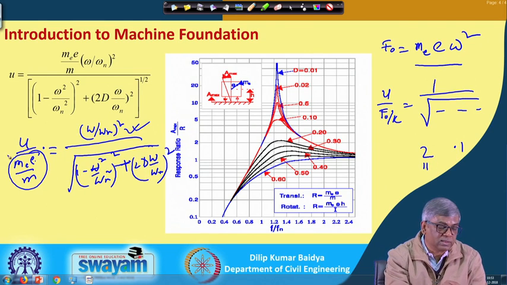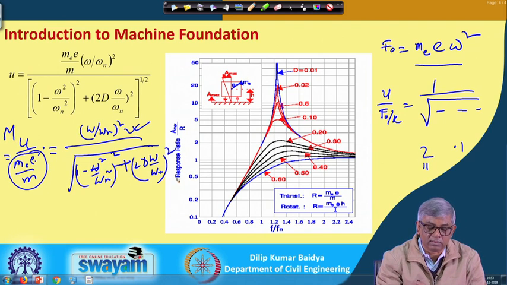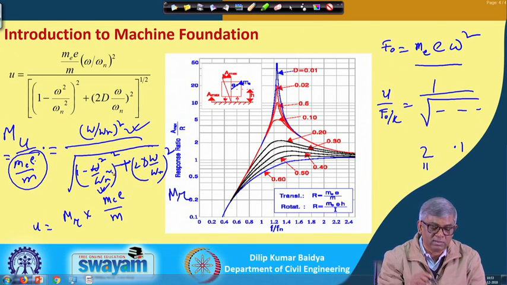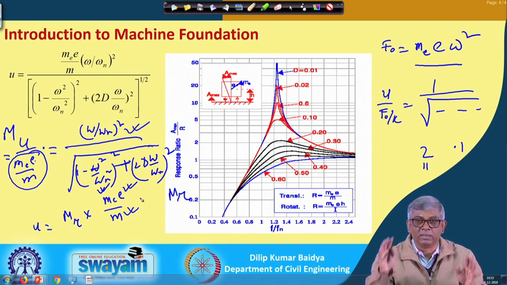I will get, this is called m or MR, the rotating mass system. So, I will get MR. If I get this value, then your amplitude will be equal to MR multiplied by ME by M. That means, in the rotating mass system, what is the eccentric mass, that has to be known, at what eccentricity it is rotating, that has to be known, and what is the mass of the total vibrating mass, that has to be known.